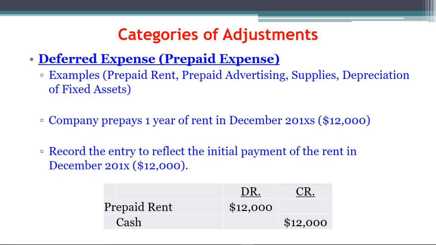In this example, a company prepays 1 year of rent in December of 2016 for $12,000. So let's record the entry to reflect the initial payment of the rent in this December of 2016 for $12,000. So we are debiting prepaid rent, which is an asset, to increase it. It's almost like if you want to visualize buying a ticket book of 12 monthly rent tickets. And then as the months go by, you can just turn those tickets in. Just visualize it that way. And then we have a credit to cash for $12,000 to reduce that asset.